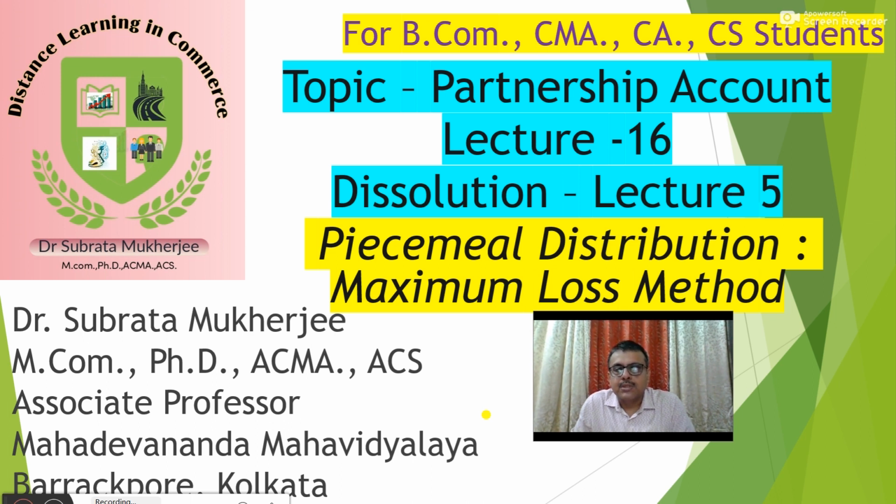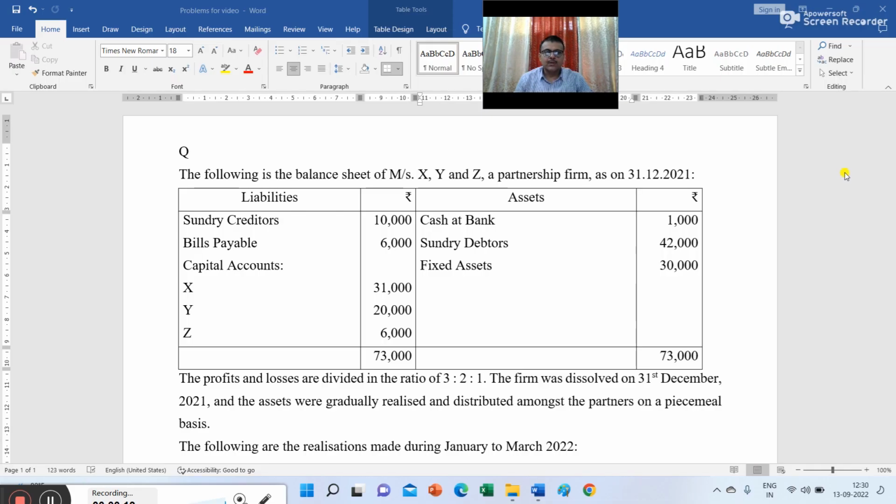Today I am going to discuss another problem on dissolution. This is lecture number 5 on the chapter dissolution and lecture number 16 in partnership account. Today we are going to discuss the piecemeal distribution, and the method that we have adopted here is the maximum loss method.